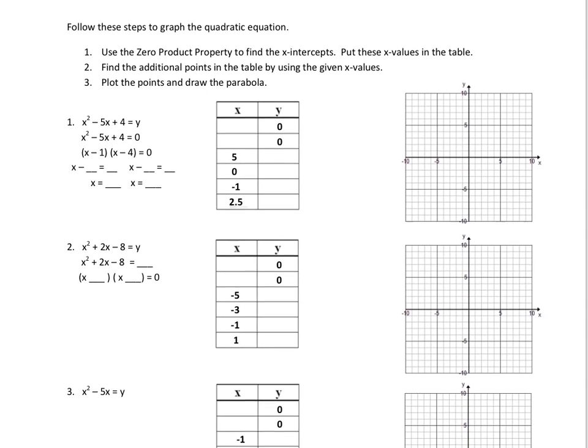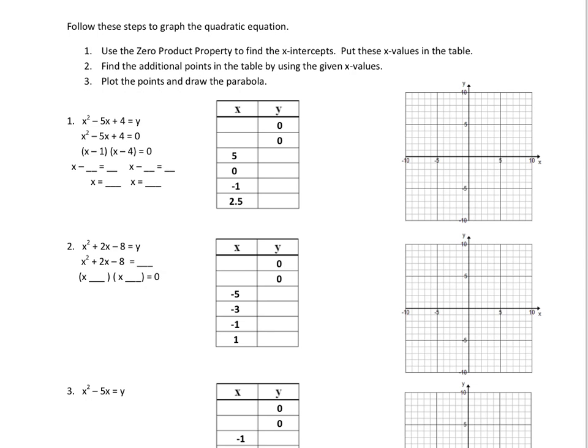So this page, it says, follow these steps to graph the quadratic equation. Use the zero product property to find your x-intercepts, which is what we just did. Put these values in the table. Find the additional points in the table by using given x values, and then plot the points. All right, so let's just start with problem number 1. It's laid out for you nicely. So this was your equation. You always set it equal to 0 because we're going to solve. Then you factor it. So x squared minus 5x plus 4.